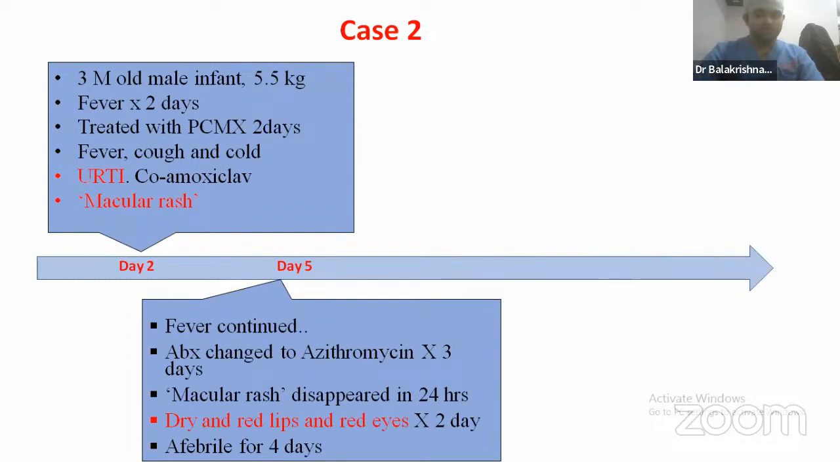So fever continued. Antibiotics were changed to azithromycin for 3 days because fever, cough and cold were still there, and the pediatrician suspected it could be a viral fever. So the macular rash disappeared. Then the child developed dry and red lips and red eyes for 2 days. And the child was completely afebrile once started on azithromycin. So what do you think your possibilities are here? When you see someone across?